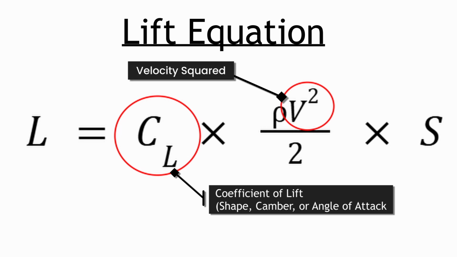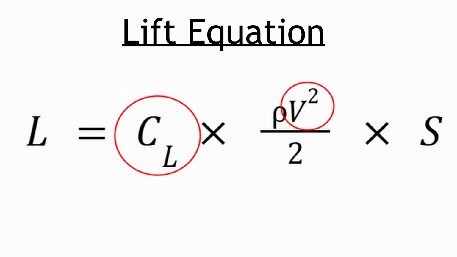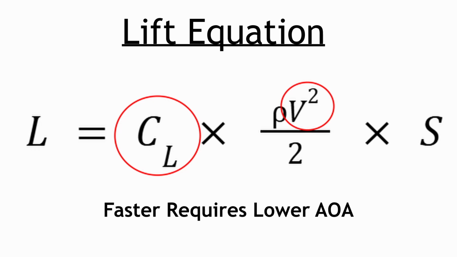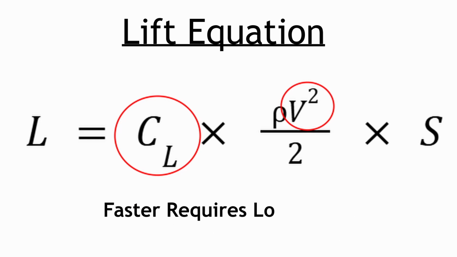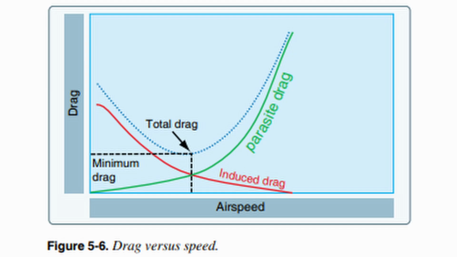This just means if we go faster, the wing naturally produces more lift, and if we go slower, it naturally produces less lift. And if that doesn't make sense, then I just want you to remember that if we are flying faster, we need a lower angle of attack in order to maintain altitude. And if we are flying slower, we must have a higher angle of attack to maintain the same altitude. And this is all caused by the type and amount of drag acting on the aircraft.